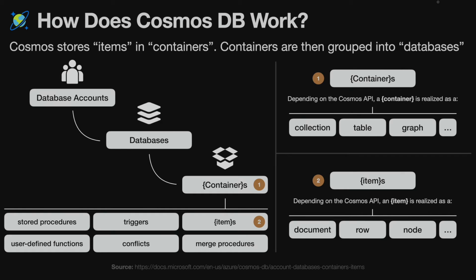CosmosDB works by storing items within containers, which are then grouped together to form databases. And from your database account, you're able to view these in different forms based on the API that you may have chosen, and may have access to see these items and containers.